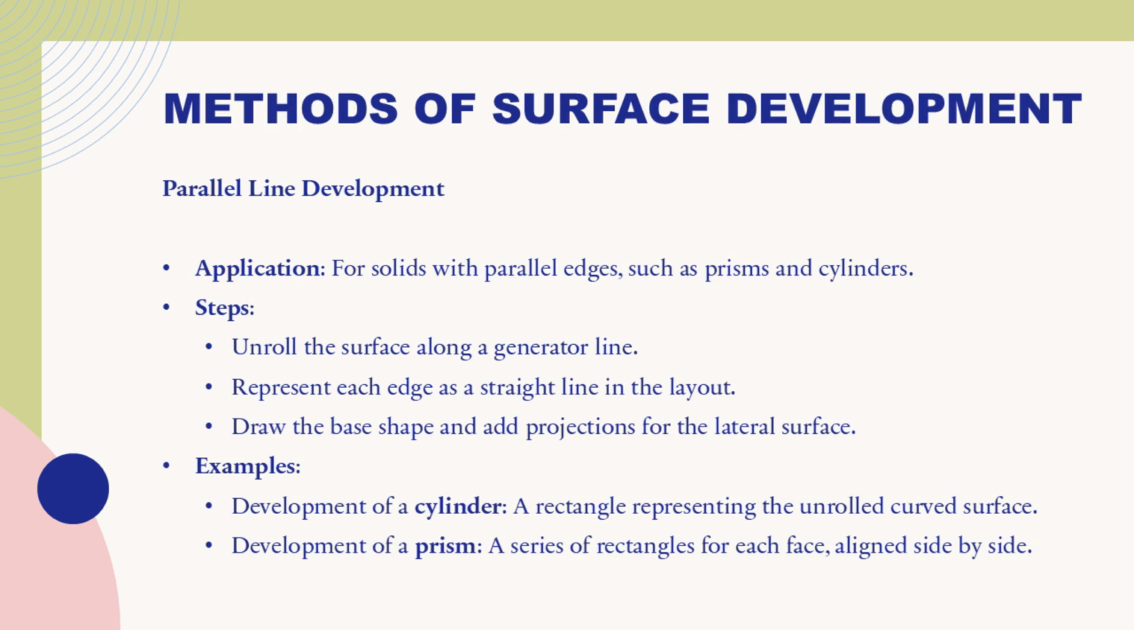Parallel line development is ideal for solids with consistent, parallel edges. This method works perfectly for prisms and cylinders with uniform characteristics. The process involves unrolling the surface along a generator line. Each edge is represented as a straight line in the final layout. A cylinder's development, for instance, becomes a simple rectangular representation.